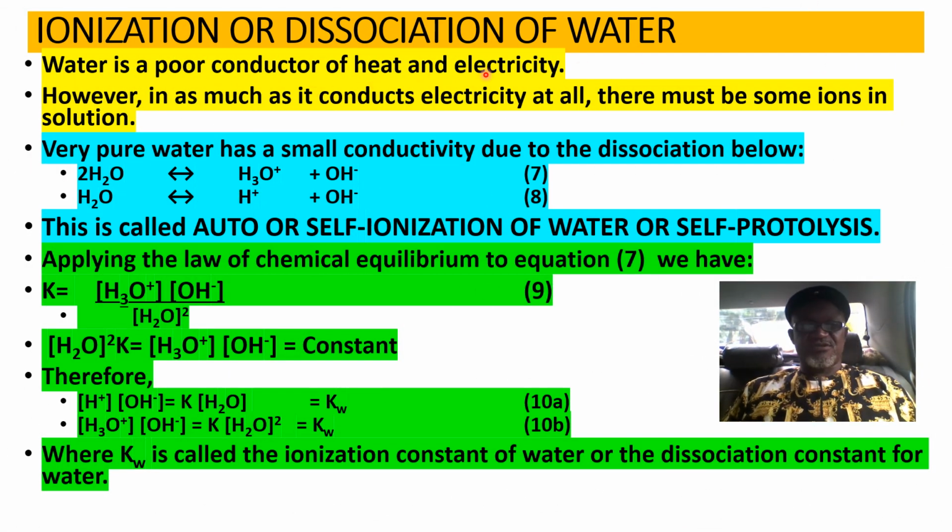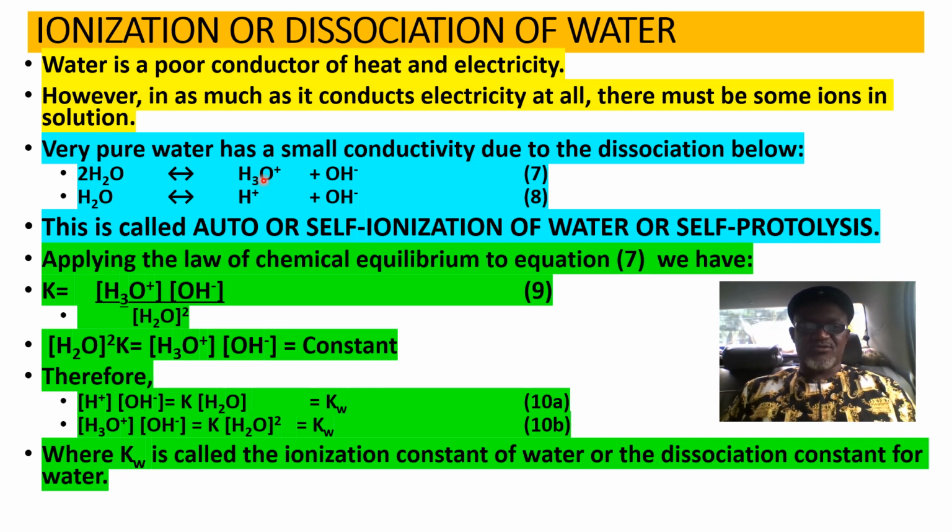Ionization or dissociation of water. So back to water again, look at it. Let's move a little faster. Look at the water now. Very poor water. This is water ionization. If we have two molecules, we form hydronium ion and OH.